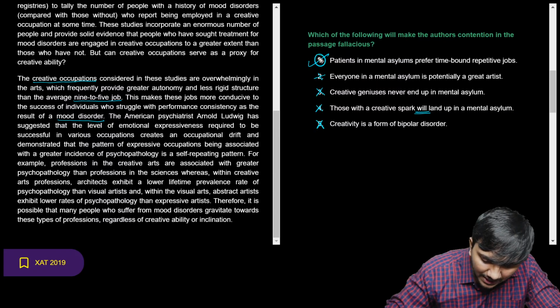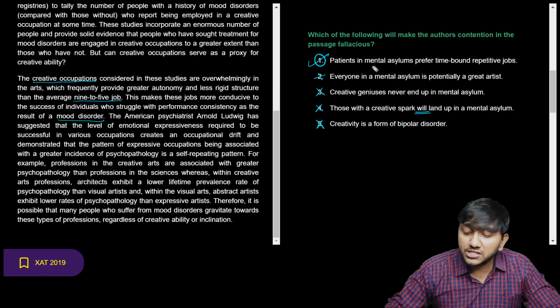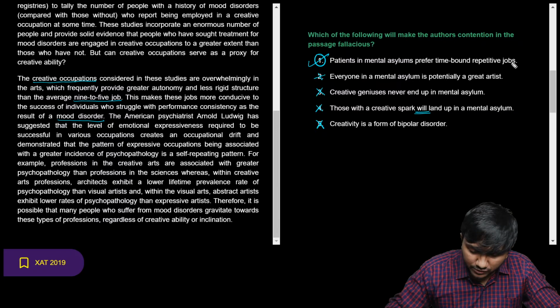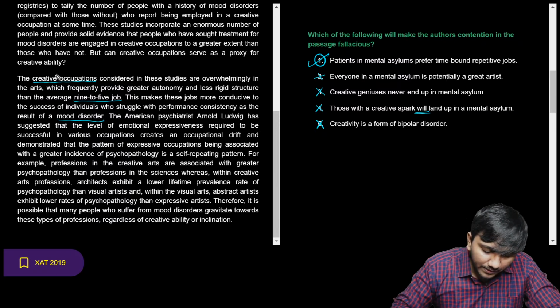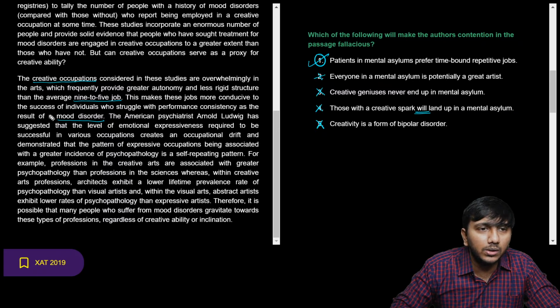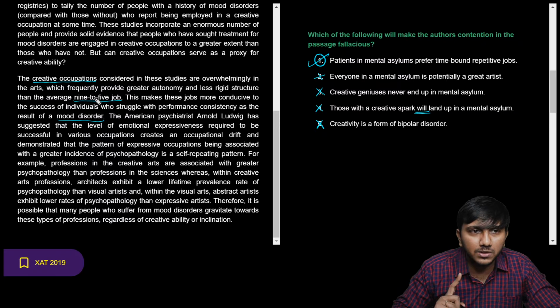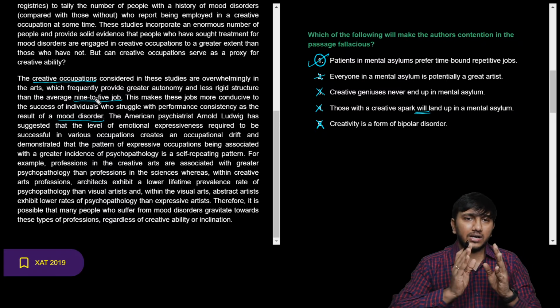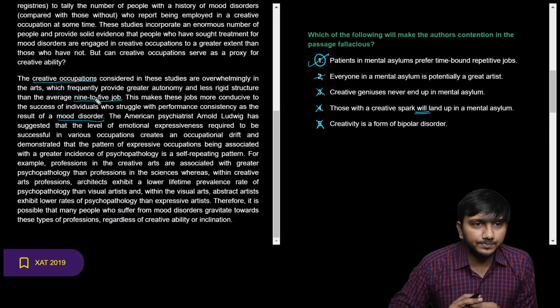The best option we have is option 1. If patients in mental asylum prefer time-bound repetitive jobs, then that kind of falsifies or weakens what the author is trying to put out somewhere here in the second paragraph. So the best answer we have is option 1 for this question. Type 1 if you're clear with why we're going with option 1 for this question.